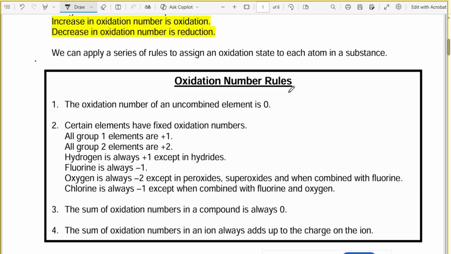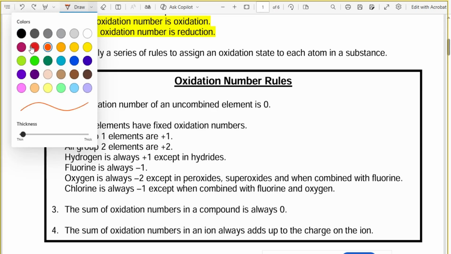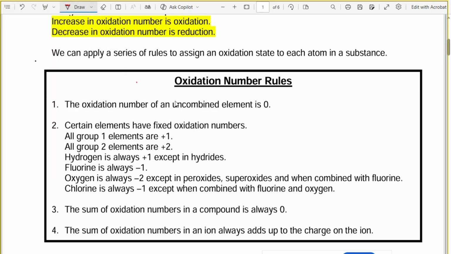The first rule is that the oxidation number of an uncombined element... Do you know what an uncombined element is? Give me one example. No? Okay, just give me 5 seconds and you'll understand. When I give you something like S, it's just sulfur. Then it's an uncombined element.